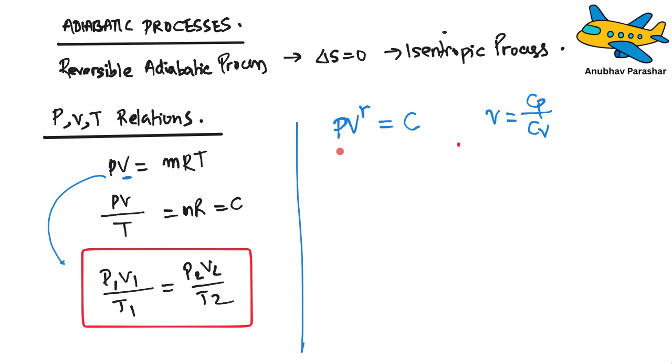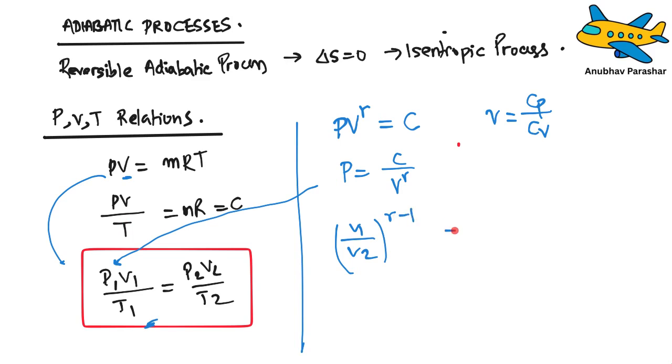Right? So from here, I can say P is equal to C divided by V to the power gamma. If you replace P in this equation, you will get a relationship between V and T. You can do it and see, right? If you replace P by C divided by V to the power gamma, you will get a relationship between V and T, and that will be V1 by V2 to the power gamma minus 1 is equal to T2 by T1.